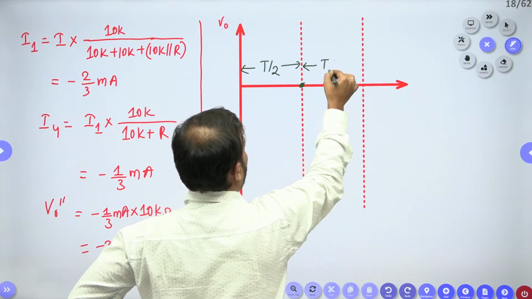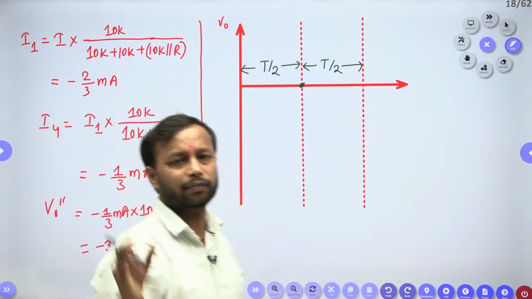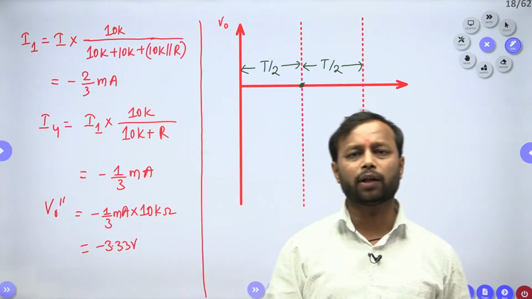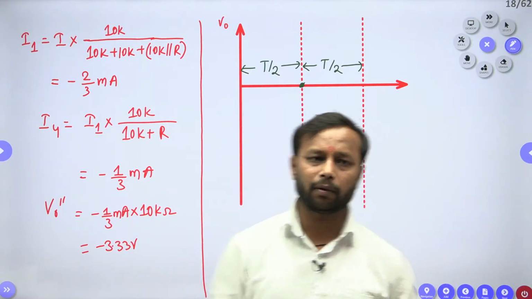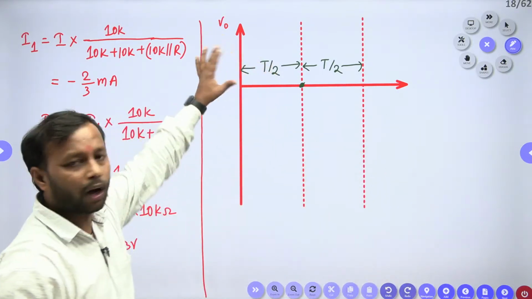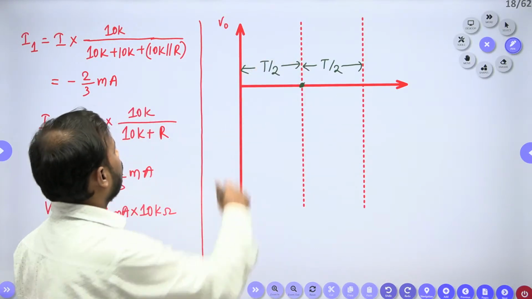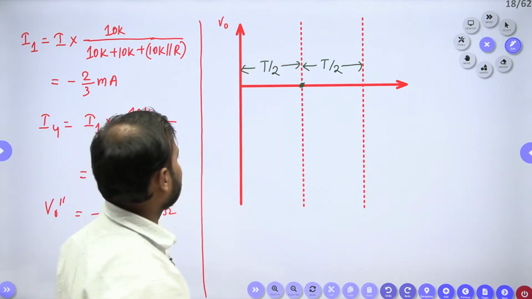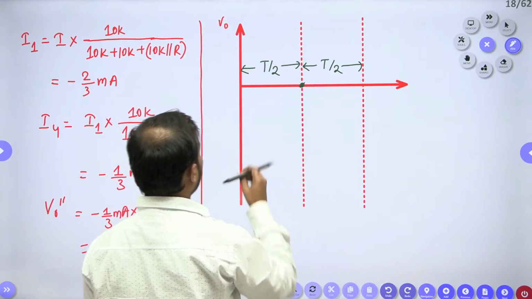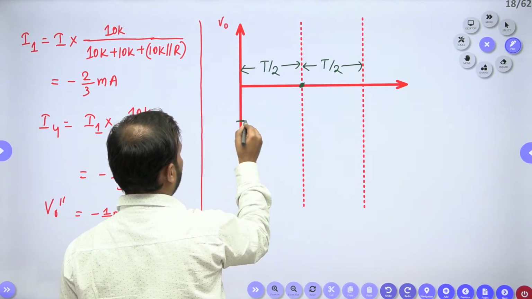Because this input signal, plus V sat and minus V sat, basically depends upon the time period, or the charging and discharging period, of the astable multivibrator. So this V naught will also have the same time period, T by 2, T by 2. So for case 1, what was your output? Your output was minus 2 volt.